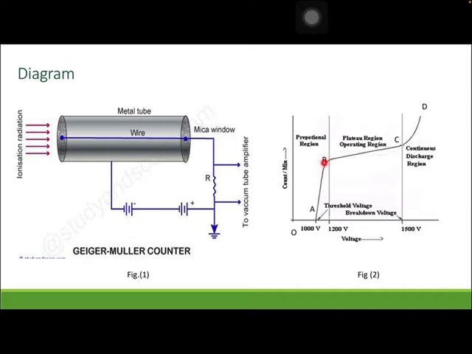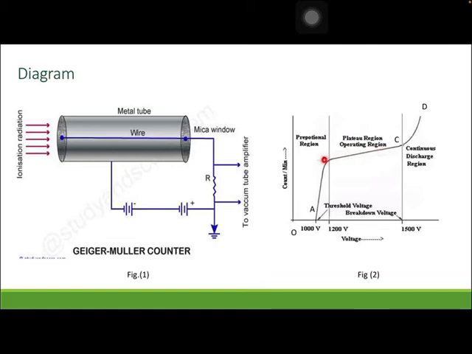Okay. So at the point B, you can see the count rate from B to C is almost remaining constant with a slight increase. From B to C it almost remains constant, and at C there is a sharp increase again. This region from this point up to B is called the proportional region. And where the count rate starts is called the threshold voltage. The part B to C of the graph is called the plateau region or the operating region, or also the Geiger region.